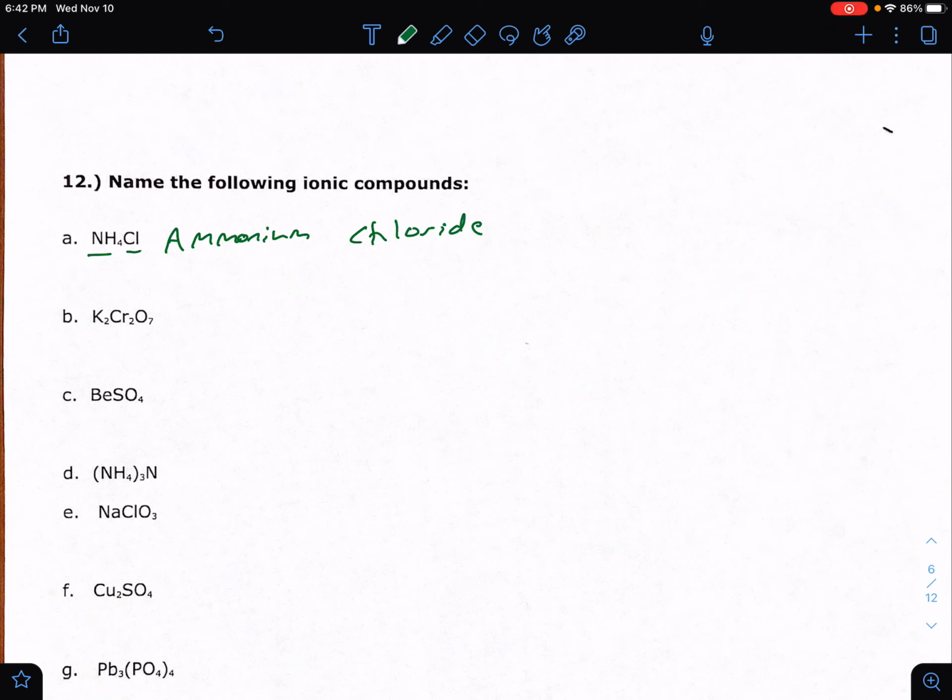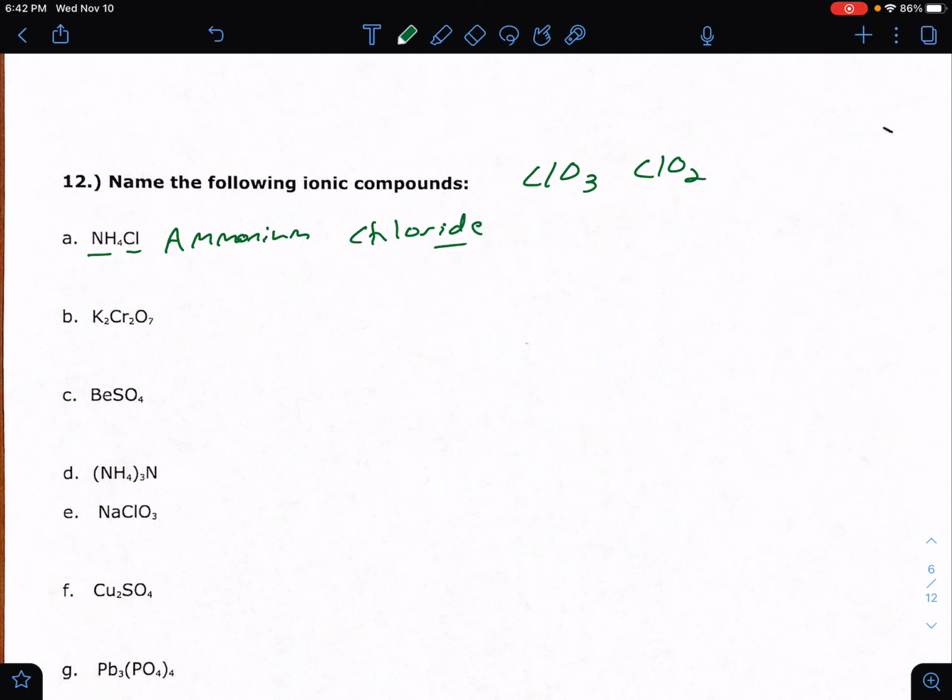This is where you have to be careful, because once you start dealing with ites and ides, this is where I see a lot of confusion. If it is chlorine by itself, it is just simply ide. That's it. It is not chlorate, because chlorate would be something like ClO3. It is not chlorite, because that would be ClO2. Chloride just means it's chlorine by itself.